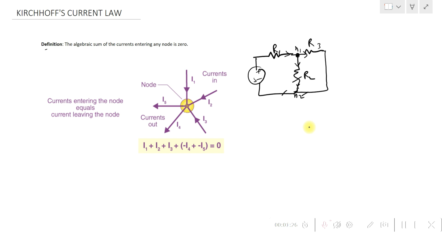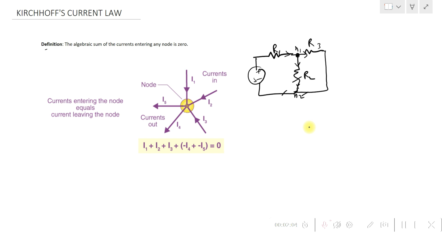So what does Kirchhoff's current law say? It says that the algebraic sum of the current entering any node is zero. Why is it so? Because as per the conservation of charge, a node cannot store, destroy, or generate charge. Thereby, the net current entering any node is zero, or you can say the algebraic sum of the current entering any node is zero.